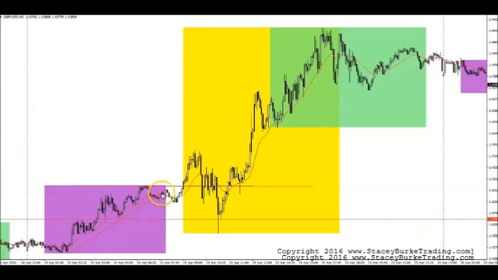Now as London opens up, the market continues to drive up, so we see order flow coming into the market right away. We're not trading that, we're just looking to see how the market responds. And we've immediately got a new high in place, and the market retests that breakout level.